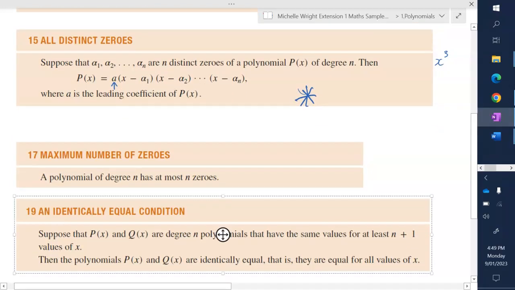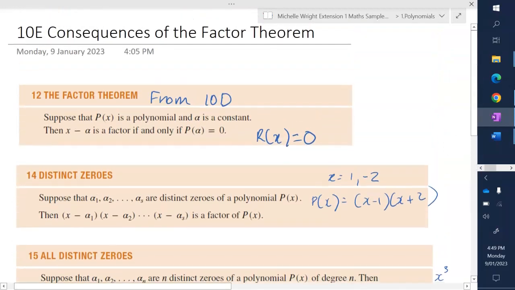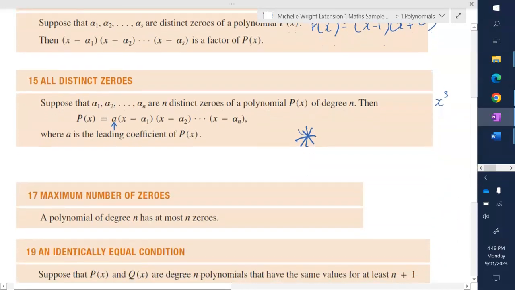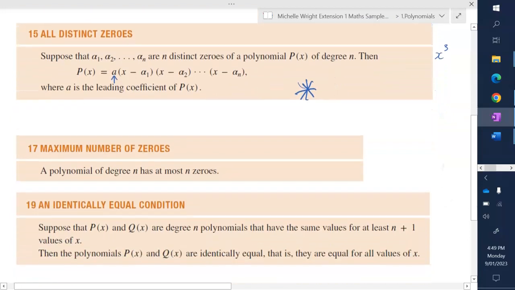Number 17 is fairly self-explanatory, the maximum number of zeros. A polynomial of degree n has at most n zeros. If we think back to our quadratic, a quadratic has degree 2, so it has 2 zeros. We can't have 3 zeros because it has a power of 2, or a degree of 2.